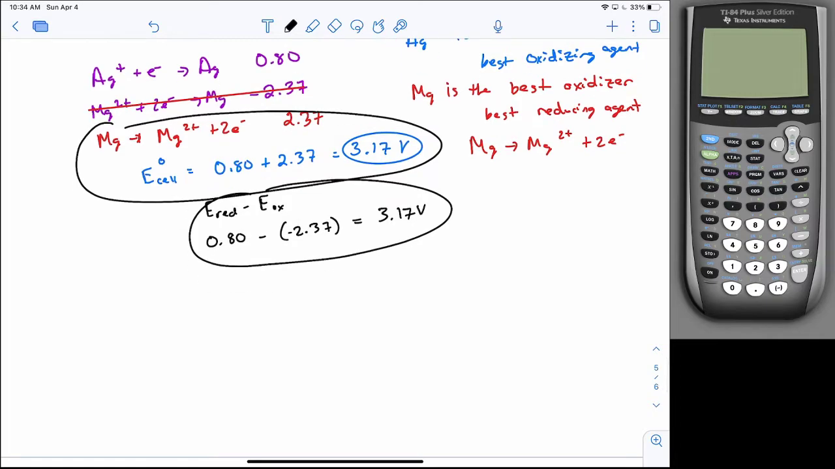And the overall reaction is you'd have to double this reaction to get the electrons to cancel. So your overall reaction is 2Ag+ + Mg yields Mg2+ + 2Ag. And therefore it's balanced now.